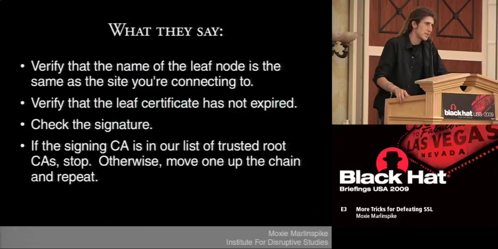And almost everyone tells you the same story. The first thing they say is you check the name of the leaf node of the certificate, to make sure that it's the same as the name of the site that you're trying to connect to. And then you verify that the leaf node hasn't expired. Then you check its signature. And if the signing certificate is on our list of trusted root certificate authorities, you stop. Otherwise, you move one up the chain and you repeat.